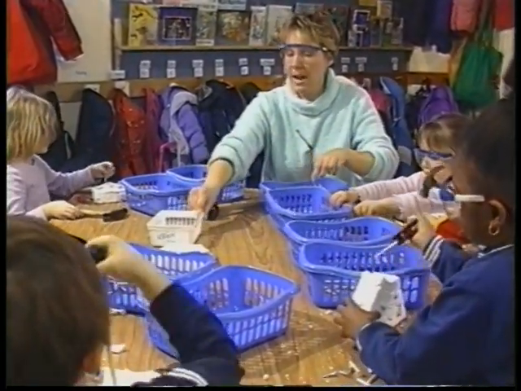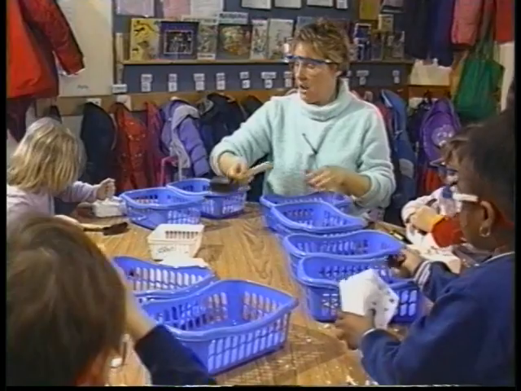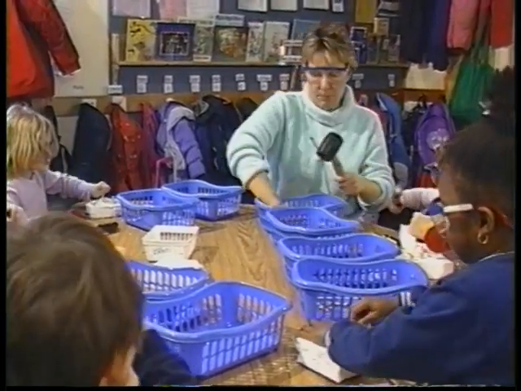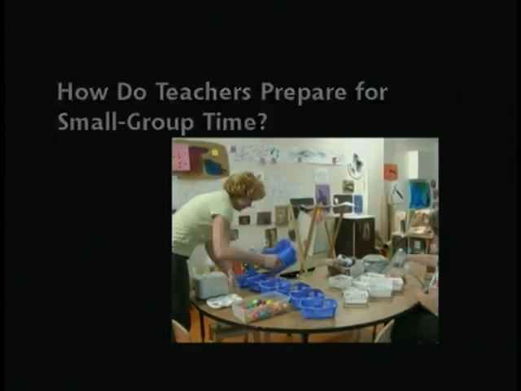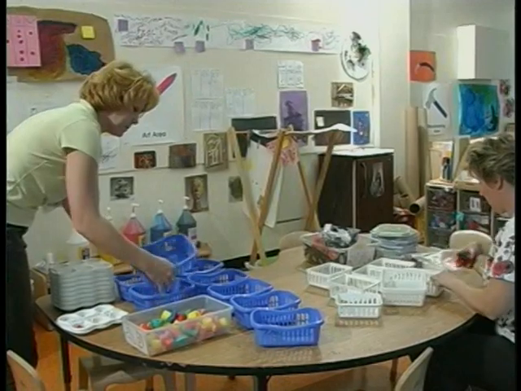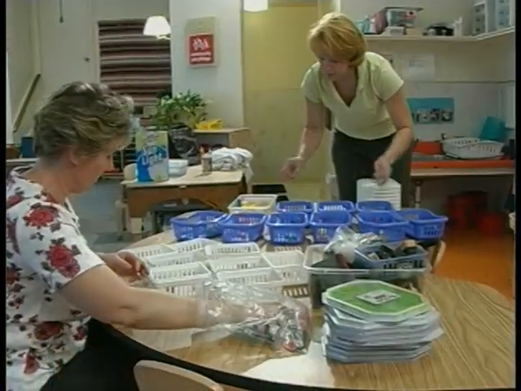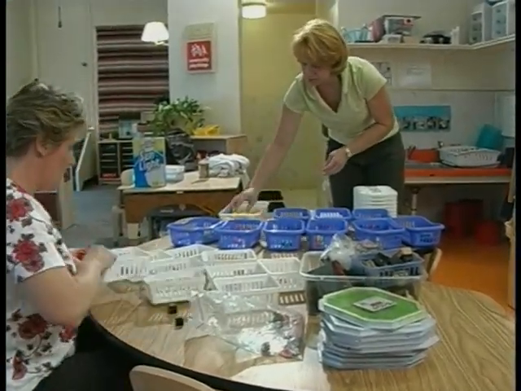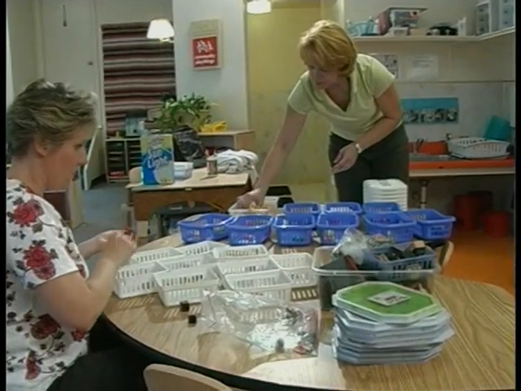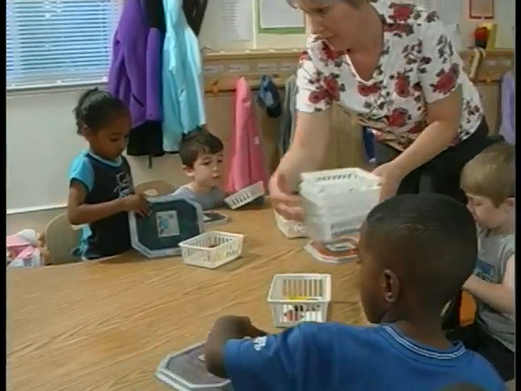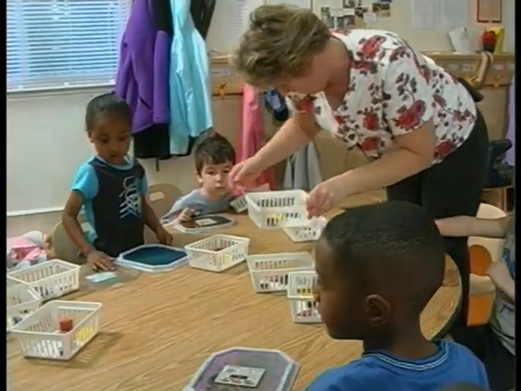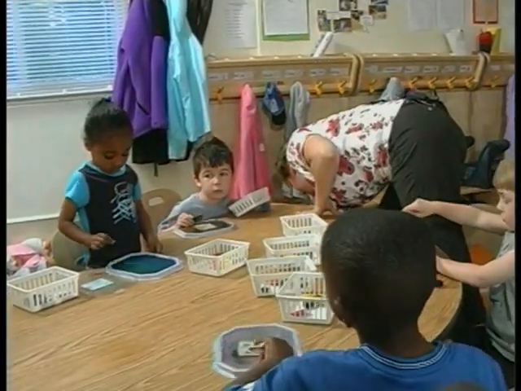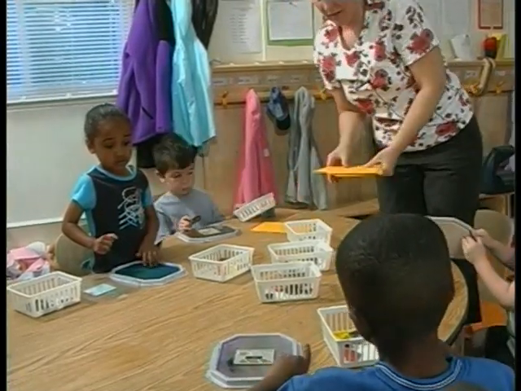Teachers also consider how they might follow up their small group time with related activities or materials added to the classroom. Teachers prepare for small group time before children arrive each day. They gather a set of materials for each child in their group and place the items in individual containers, such as baskets, paper bags, or plastic containers. This makes materials easy to distribute. It also ensures that each child has what he or she needs and prevents children from having to wait before they can begin the activity.